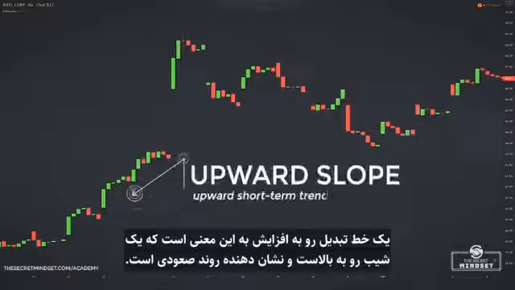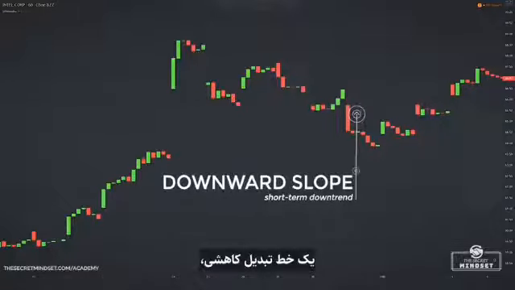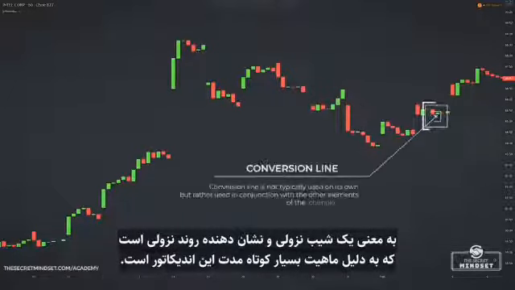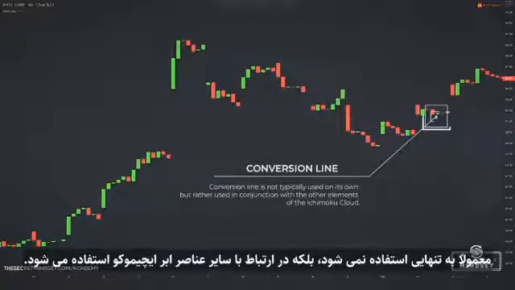An increasing conversion line, meaning an upward slope, indicates an upward trend. A decreasing conversion line, meaning a downward slope, indicates a downward trend. Due to the very short-term nature of the indicator, it isn't typically used on its own, but rather used in conjunction with other elements of the Ichimoku cloud.